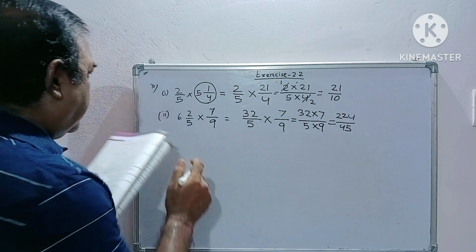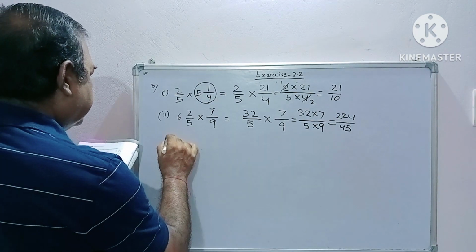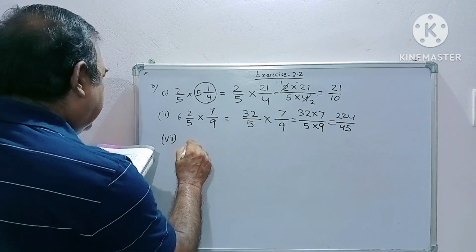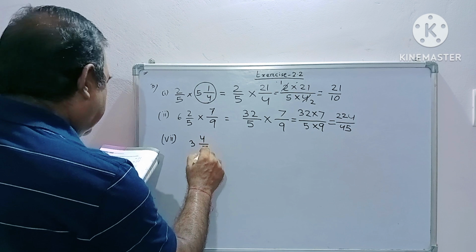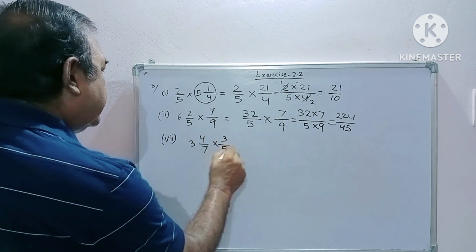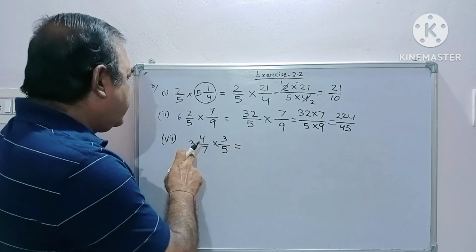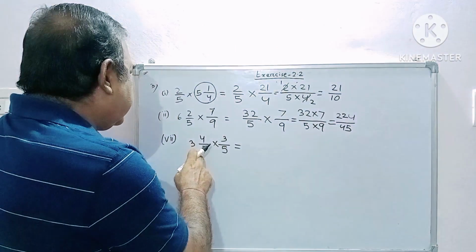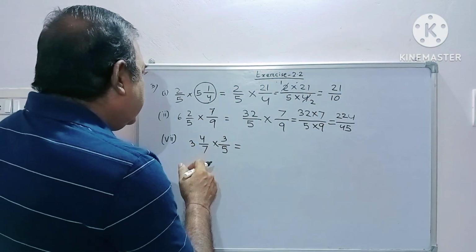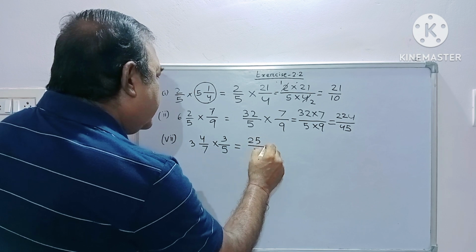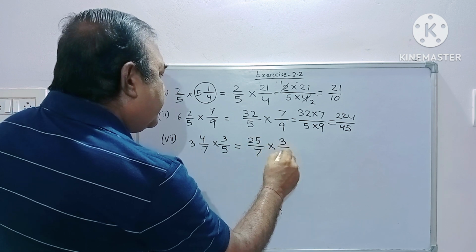Let us go to VI. 3 whole number and 4 upon 7 into 3 upon 5. That is equal to, you convert 3 whole number and 4 upon 7 into improper fraction. 3 7s are 21, 21 plus 4. That is equal to 25. 25 upon 7 into 3 upon 5.